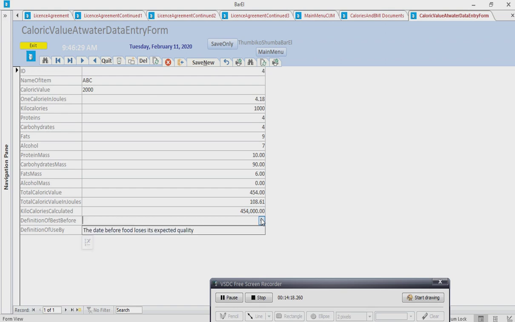Let us go to the definitions. Best before means the date before which food keeps its expected quality. Use by means the date after which food cannot be eaten, so if you eat food after this date, you may not be safe. But if you eat food after the best before date, you may eat it, but the quality of the food could have gone down.